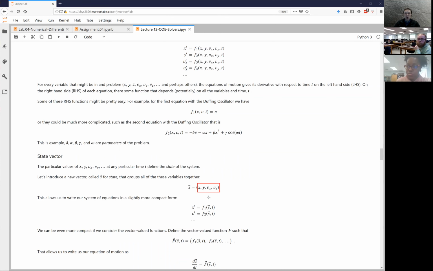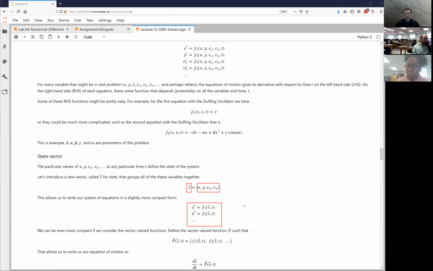And the idea is this is an ordered list that shows you the current state of the system, all of its variables. For notation purposes, whenever we see the symbol S arrow, that represents all four of these variables together. So the system of equations can be written more compactly as x prime equals f1 of the state vector and time. V prime is equal to f2 of the state vector and time.